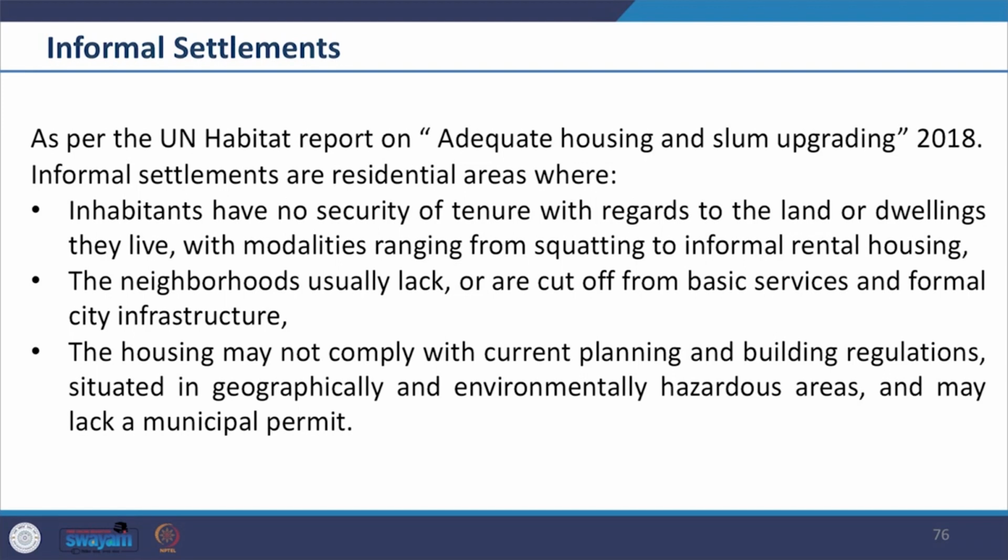Second, we see the neighborhoods usually lack or are cut off from basic services and formal city infrastructure. So, for example, if all of us get water supply, probably that neighborhood would not be getting the water supply. So, there's a disconnect of services. Third, we see housing may not comply with the current planning and building regulations, situated in geographically and environmentally hazardous area, and may lack a municipal permit. So, these houses might not follow the building bylaws.